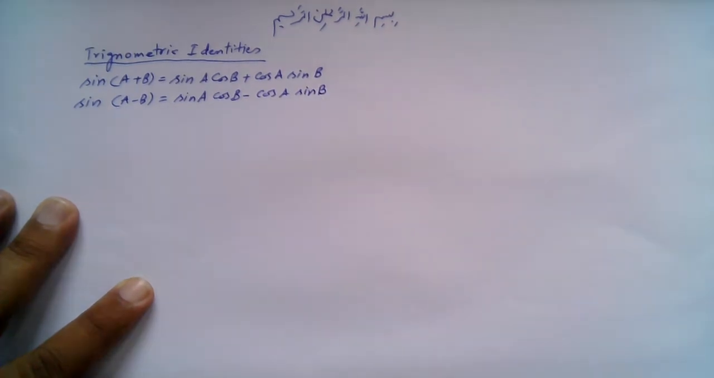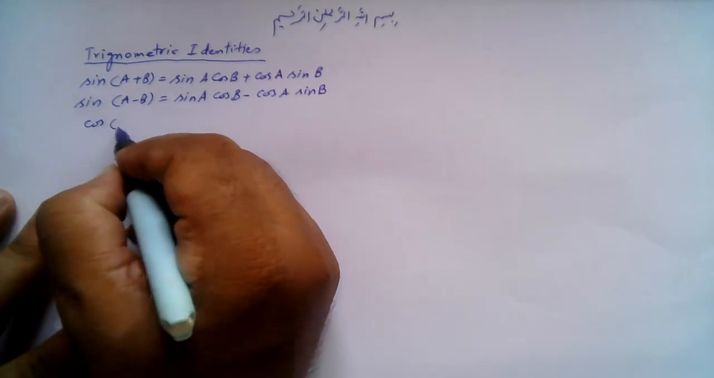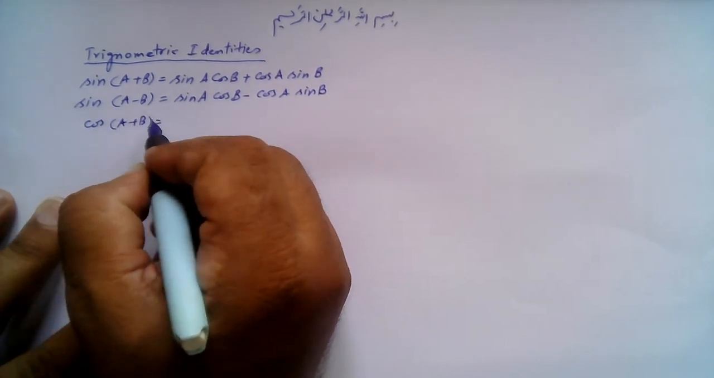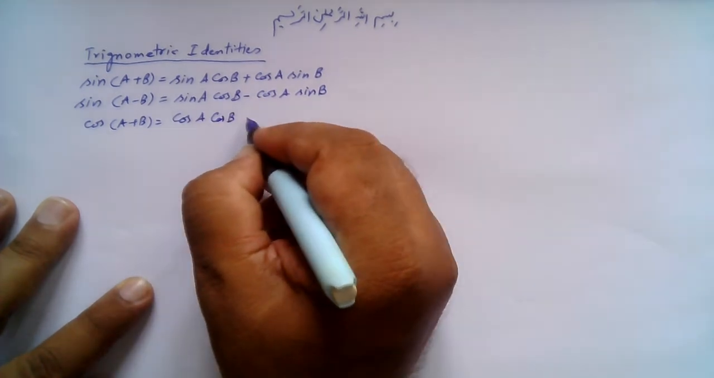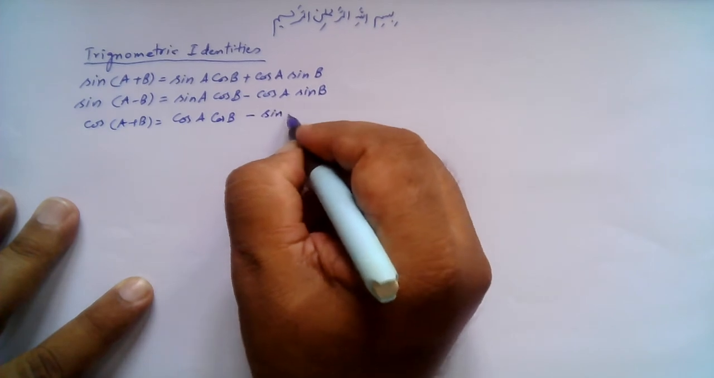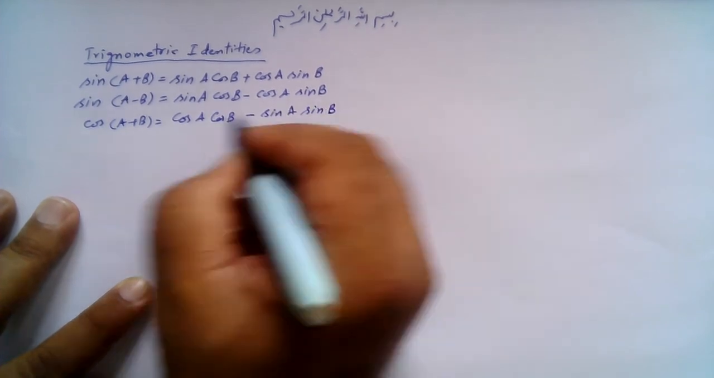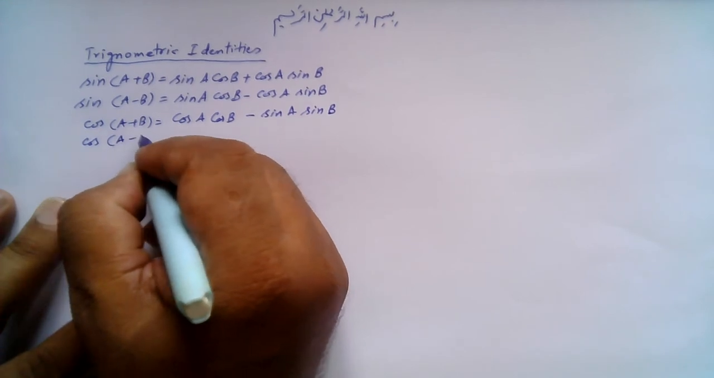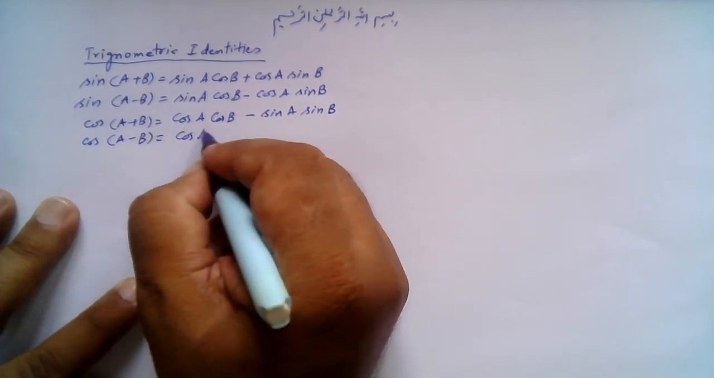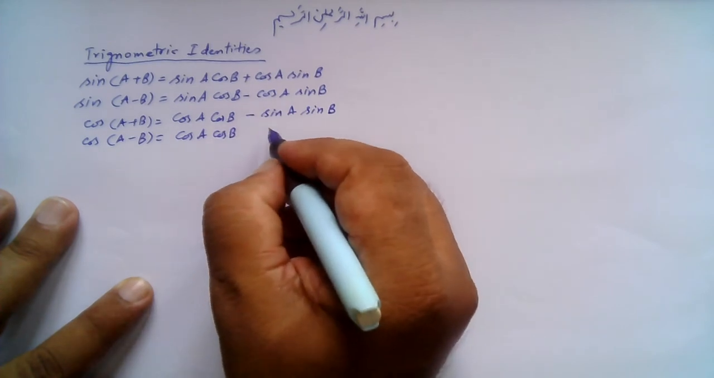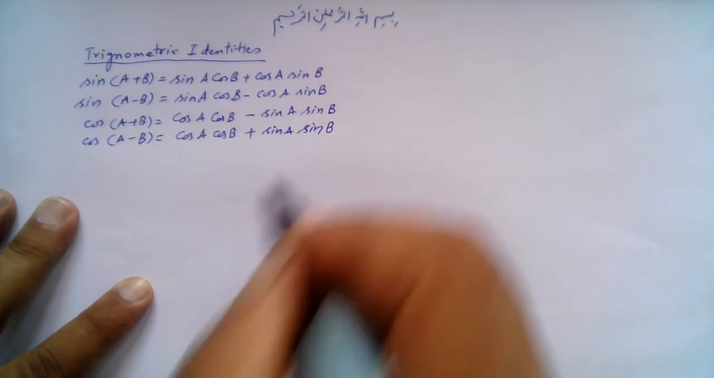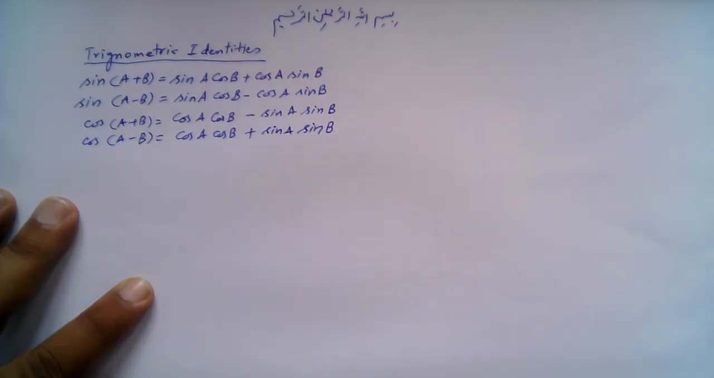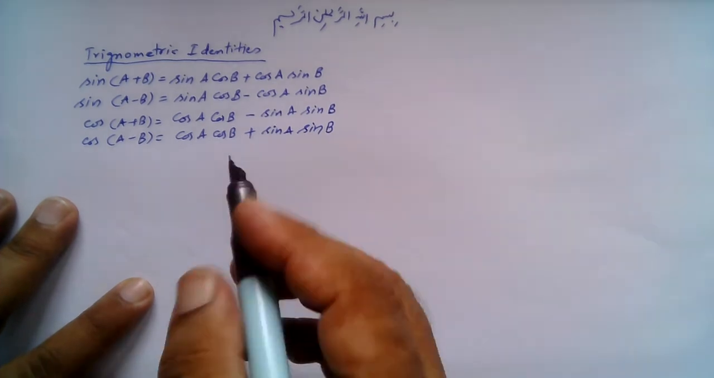Similarly, for the cosine functions, cosine(A plus B) is equal to cosine A cosine B minus sine A sine B, and cos(A minus B) is equal to cos A cos B plus sine A sine B. So these trigonometric identities are useful in calculation of various functions.